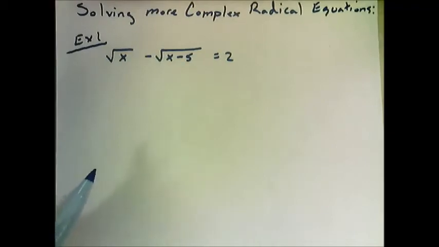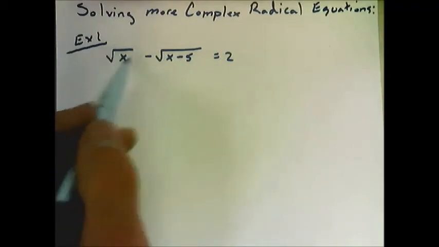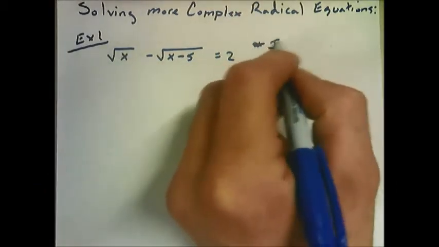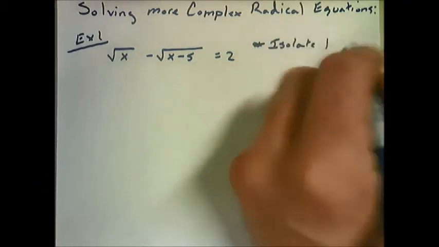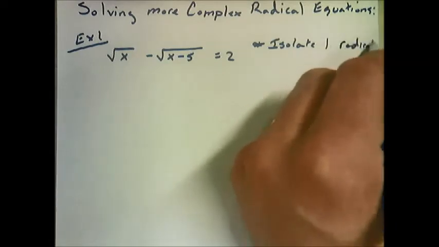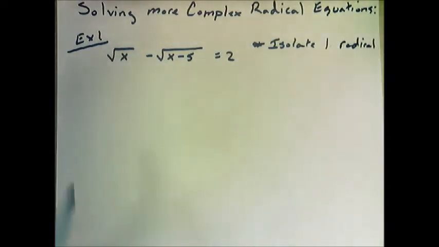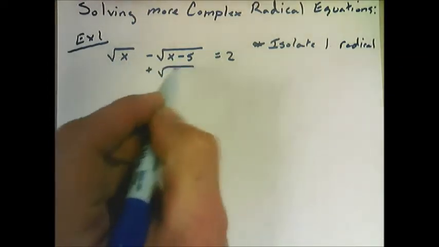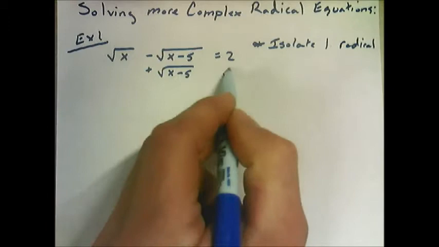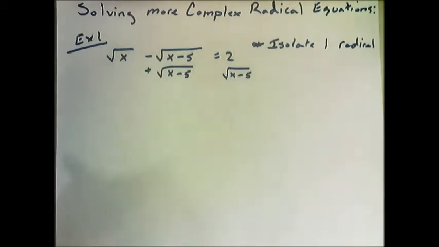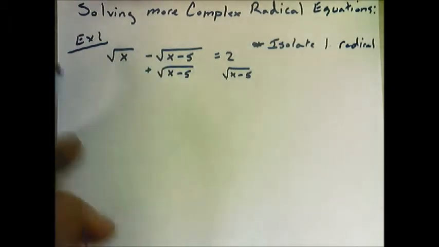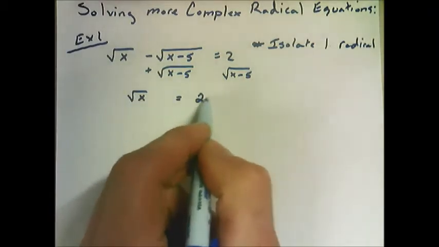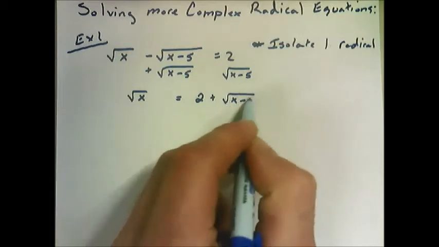So what we're going to do to be able to solve this is first isolate one of the radicals. So we're going to isolate one radical. And basically what that means is that we're going to solve for one of these radicals. It'd be easiest if we went ahead and added the square root of x minus 5 to both sides of my equation. That way I can take care of that negative. So I'm going to end up with the square root of x equal to 2 plus the square root of x minus 5.